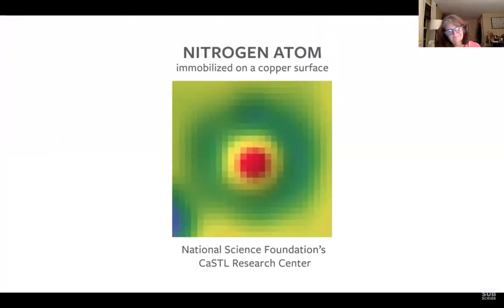This image was made of data collected from an actual scan of a single nitrogen atom fixed to a metal surface. What we're actually seeing here is the outside of what is called the electron cloud, the outer edges of the atom. The colors here are artificial, but this is the real shape of a nitrogen atom.